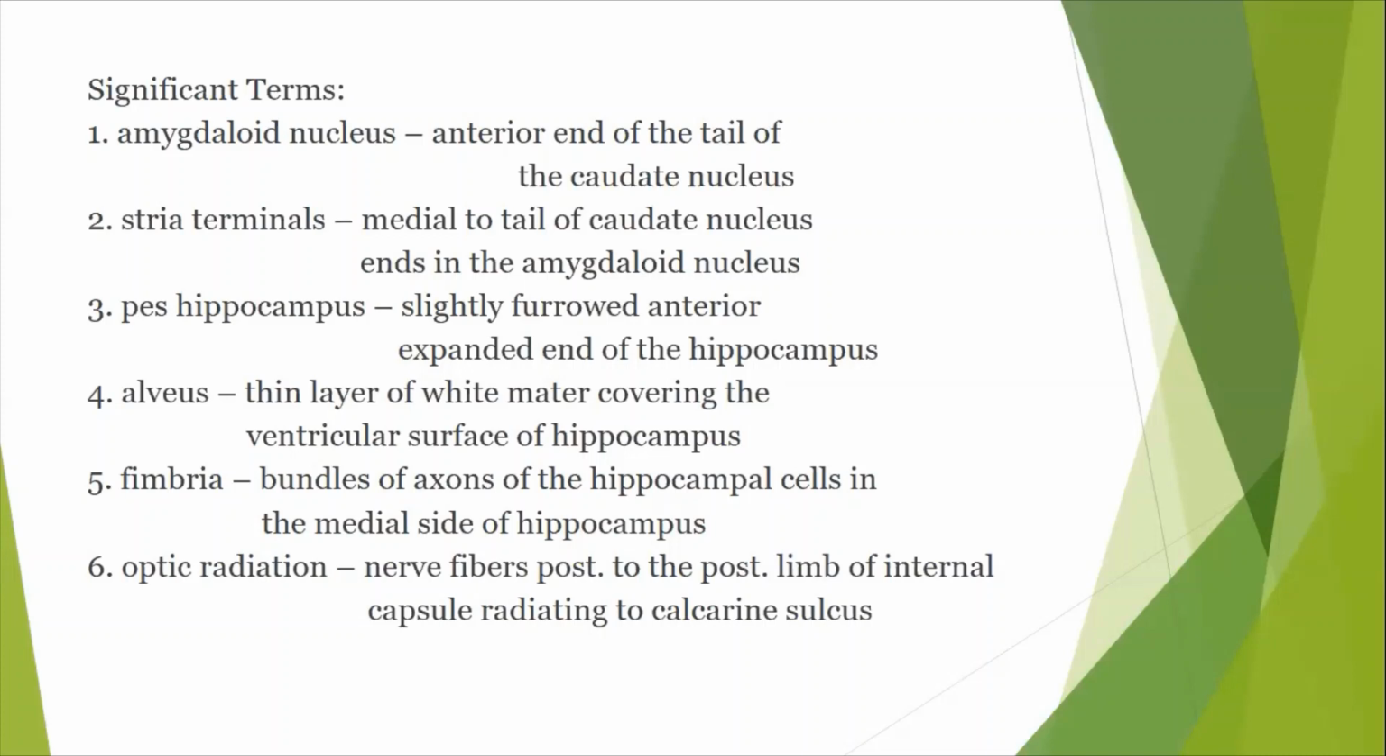And then you have the alveus, which is a thin layer of white matter covering the ventricular surface of the hippocampus. Then you have the fimbria, which are bundles of axons of the hippocampal cells on the medial side of the hippocampus. Then you have the optic radiation, which are nerve fibers posterior to the posterior limb of the internal capsule, radiating to the calcarine sulcus.